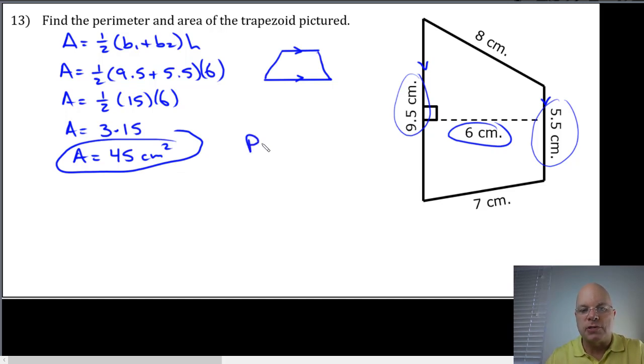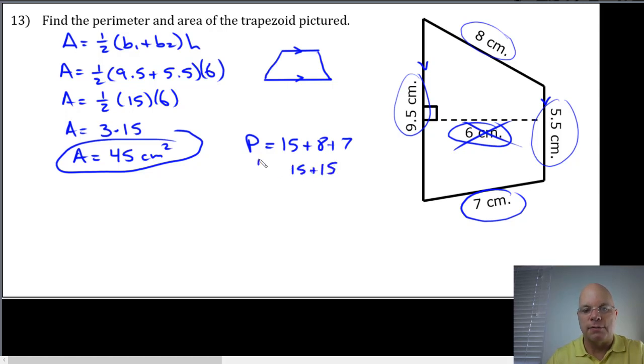The perimeter is the distance around the outside, so that's why we need these dimensions. We no longer need this one because that's not part of the shape. That's just showing you the altitude or the height of the trapezoid. So we just need to add up these 4 sides. We already know that the 9.5 and the 5.5 add up to 15, plus 8 plus 7, that's another 15. So we have a perimeter of 30 centimeters.